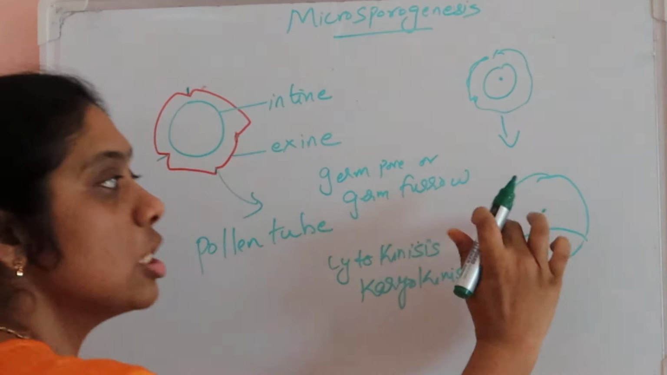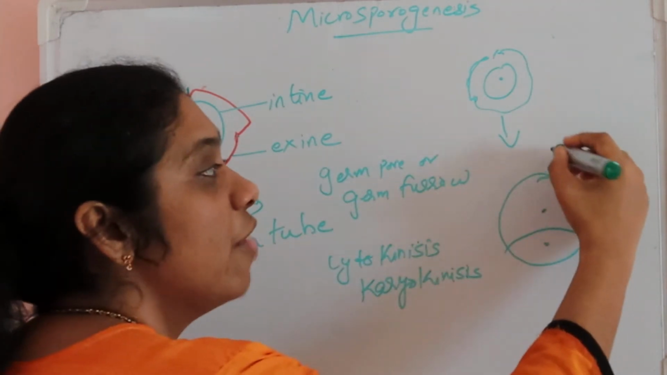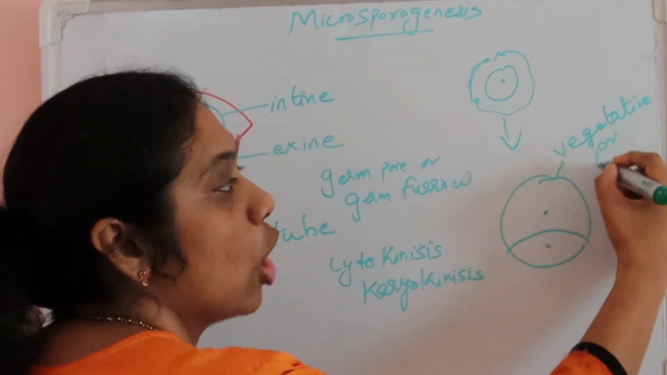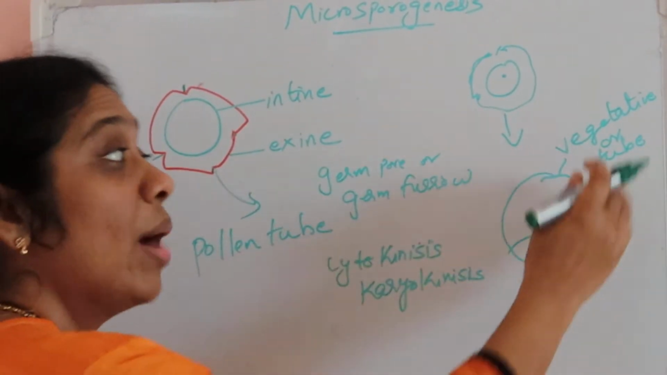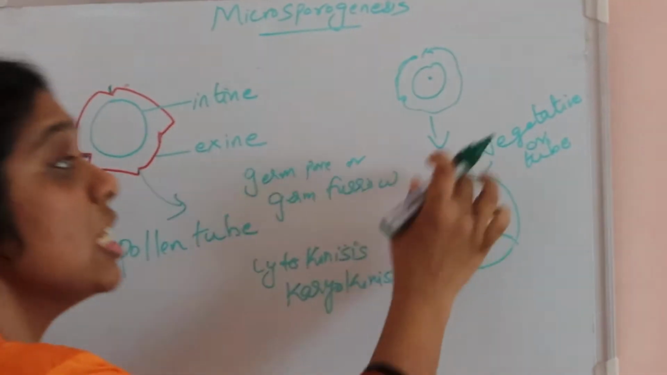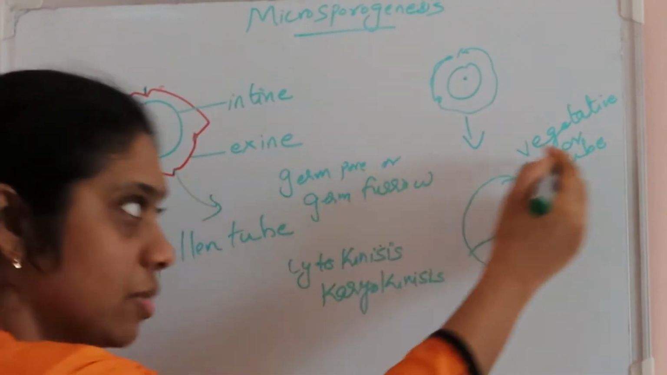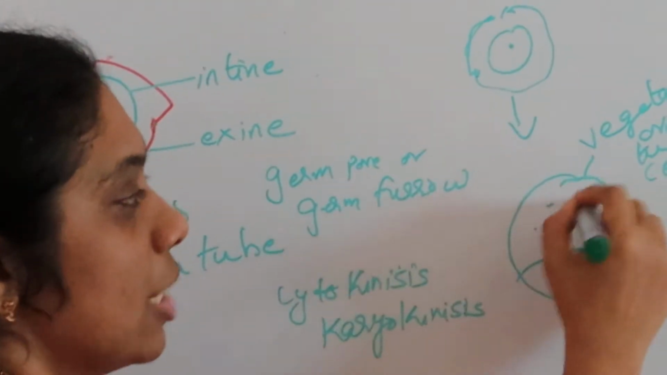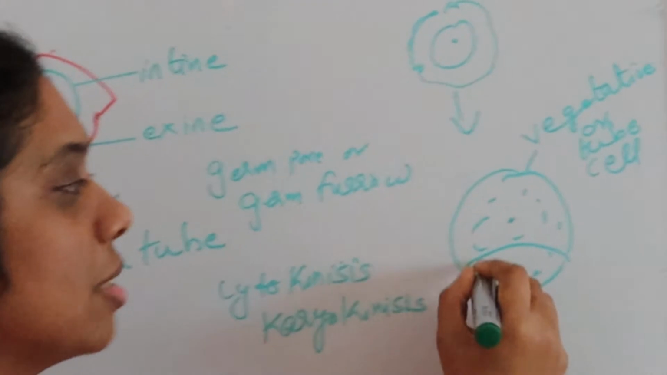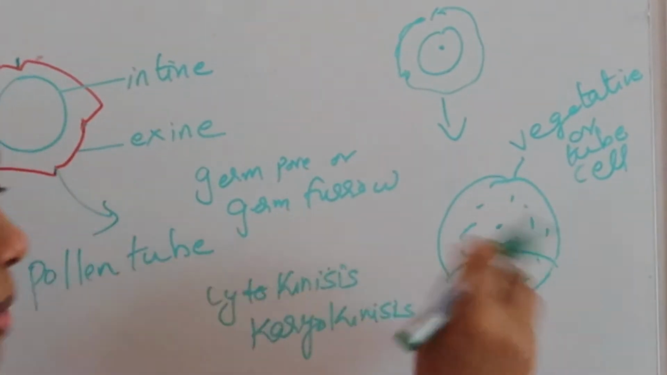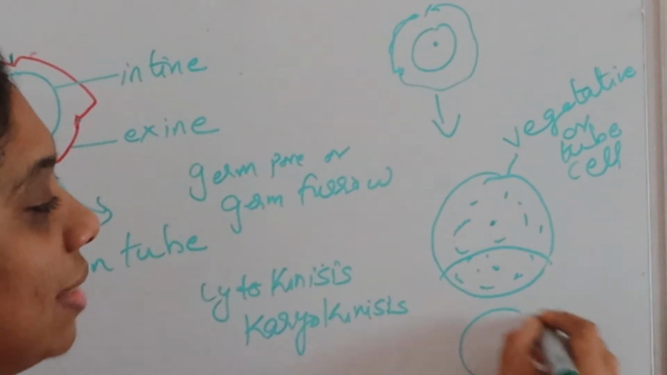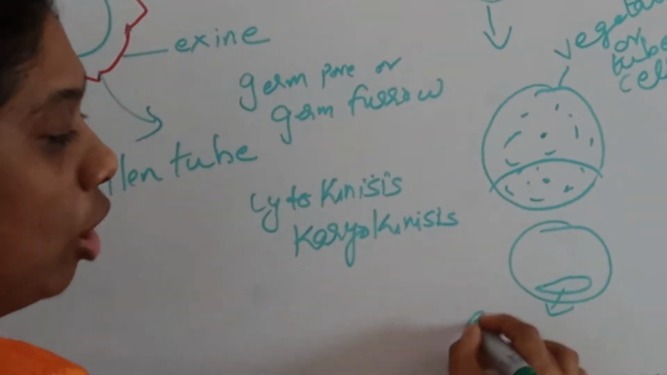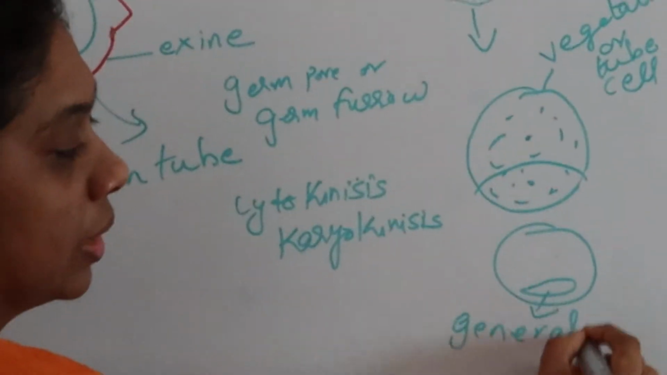So this portion of the cell is called the vegetative cell, or the tube cell. Why is it called tube cell? Because from this portion the pollen tube is generated. Look here, cytoplasm is there, here also cytoplasm is there. After some time this smaller one will be floating here. So this cell is called the generative cell.